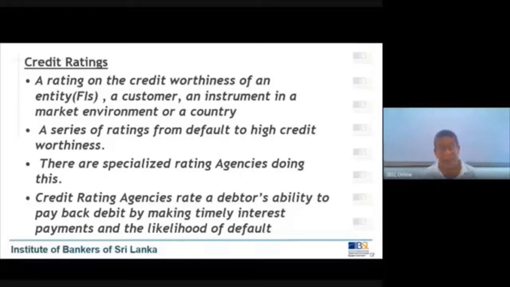A credit rating can be obtained for an entity, and for a financial institution it is compulsory, or maybe for a customer. Banks carry out credit scoring schemes, right? And also for an instrument, as well as a country. So credit rating can be taken for your institution, for a customer, for a credit or financial instrument, or maybe for a country. The rating talks about default risk and creditworthiness, to what extent you can trust that you are going to get back your money.